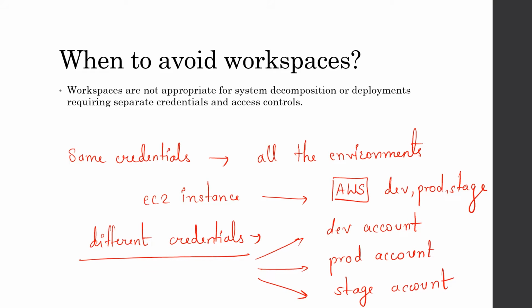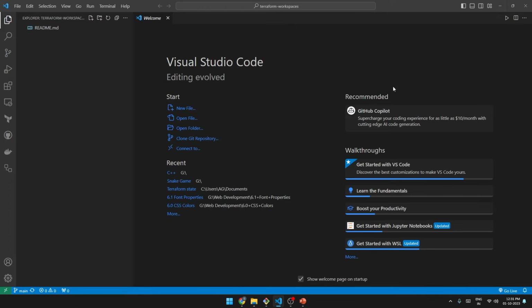Hope you are clear. So this was all about theory. Now we are going to practically implement workspaces and try to understand how they work practically. So let's go to our VS Code and start writing code for our Terraform. So basically, the workspaces that we are talking over here are Terraform CLI workspaces and not Terraform Cloud workspaces. So now let's begin with the coding part.